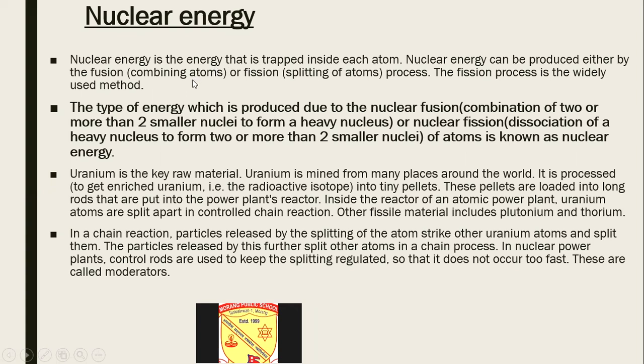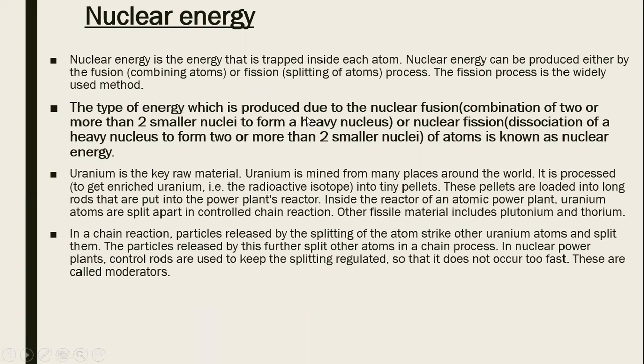Especially the fission process is widely used. You may know the process of breaking down of a helium nucleus into the isotopes of hydrogen like protium, deuterium, tritium, etc. is an example of a nuclear fission reaction. Similarly, the combination of hydrogen atoms to form helium atoms is an example of a nuclear fusion reaction. So combination is called fusion, splitting or breaking down is called fission. Either due to fusion or fission, if energy is produced, we call it nuclear energy.